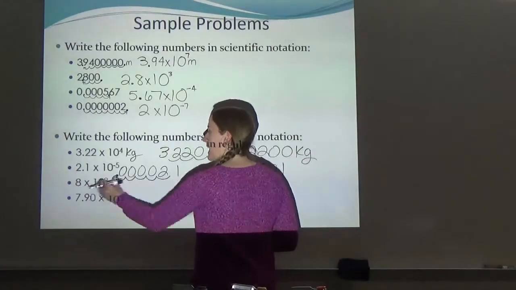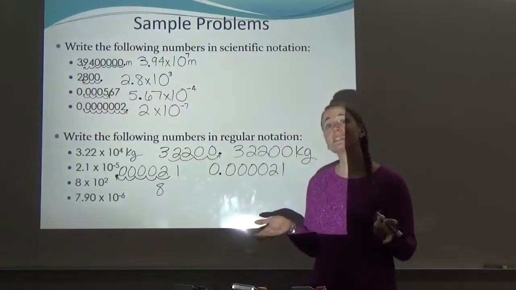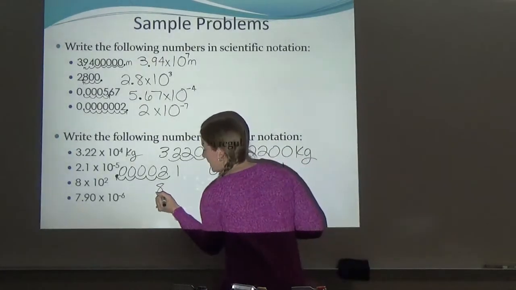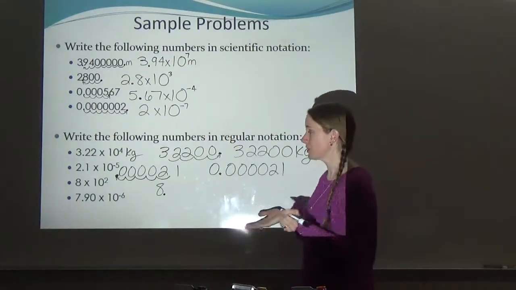All right, so next one is 8 times 10 to the 2. So I'm going to start with 8. Remember, if you don't see a decimal point, it is automatically at the end of the number. So this one throws some people off because they can't figure out where to start it.